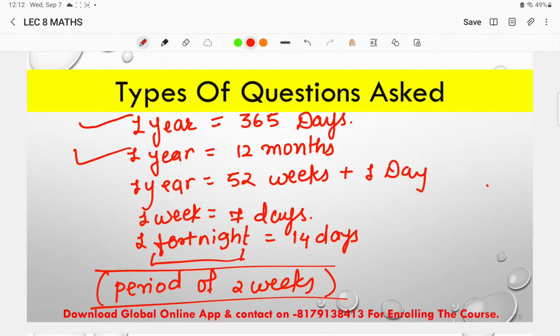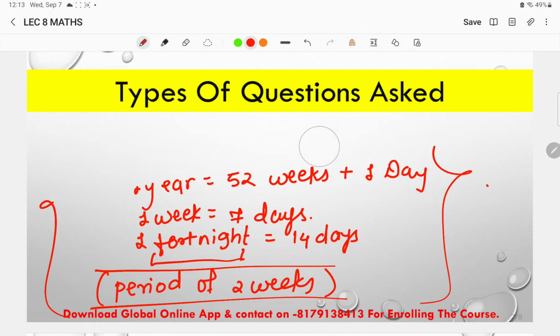So basically instead of asking you for 2 weeks, they can ask us for 1 fortnight. So we can come across a confusion. So do not get confused. It means simply a period of 2 weeks. 1 fortnight is equal to a period of 2 weeks, okay. Nextly, this is something that you have to keep in mind, okay. This is something really important, okay.